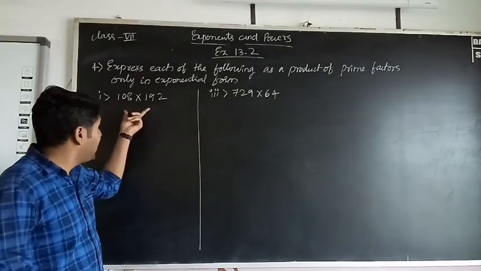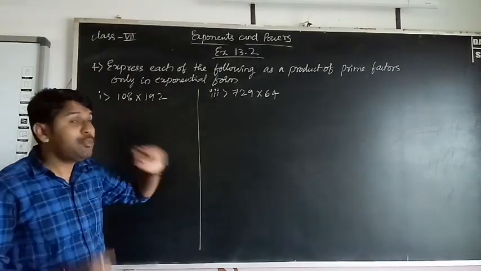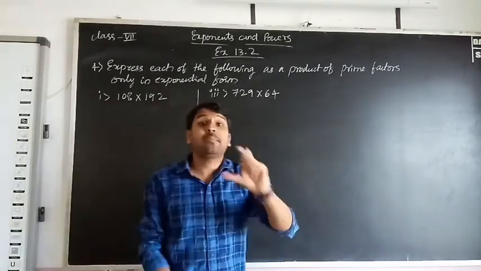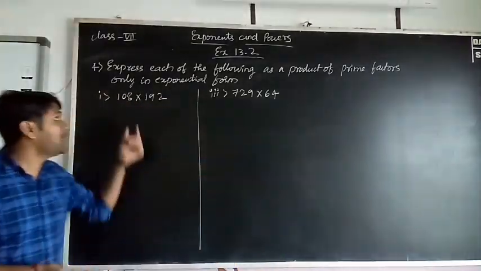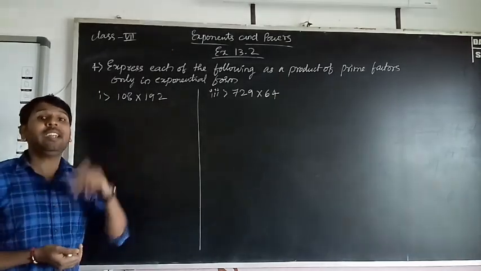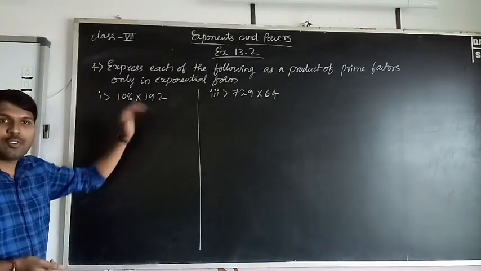Next, fourth one: express each of the following as a product of prime factors, only in exponential form. Express these numbers in exponential form, but you have to write the product of prime factors. That means the bases must be prime numbers. Prime numbers means it has only 2 factors, 1 and itself. So first, solve this one by one.